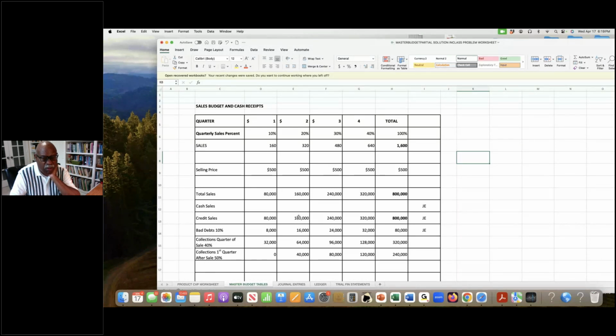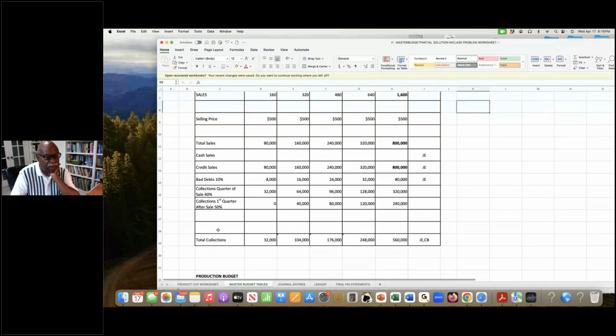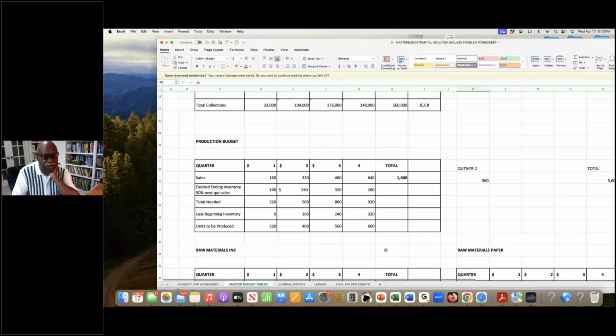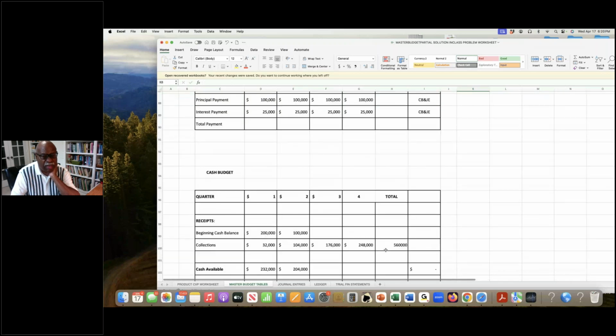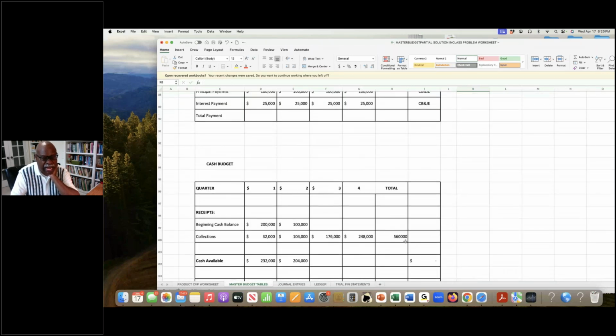When the credit sales are 160, half of that is collected in the next quarter. When the credit sales are 240, half of that is collected. Then we added up our collections, which are basically going to be lines 15 and 16. We got these collections and moved all of them to the sales budget. So we now have what our collections are going to be by quarter.